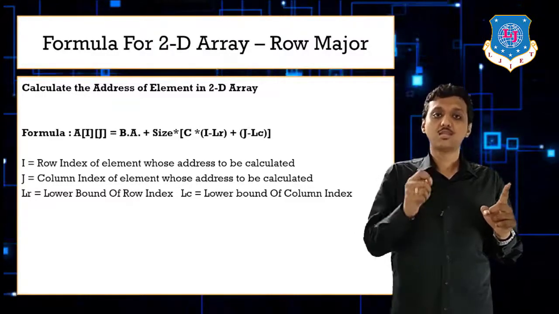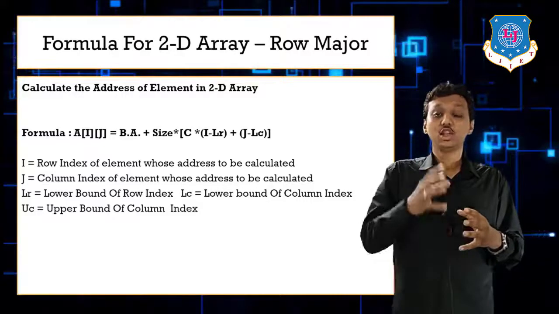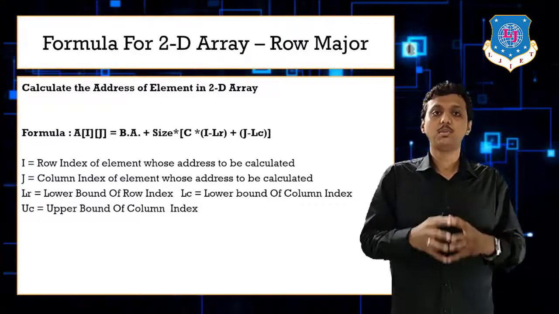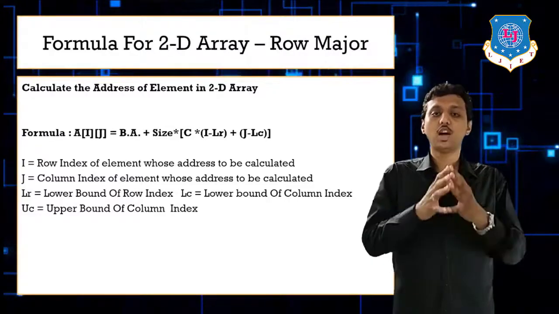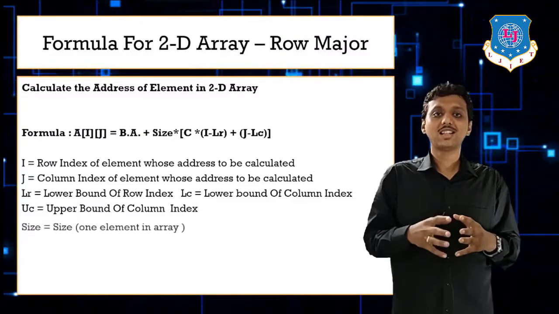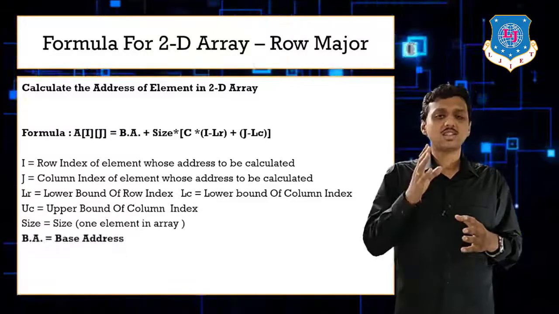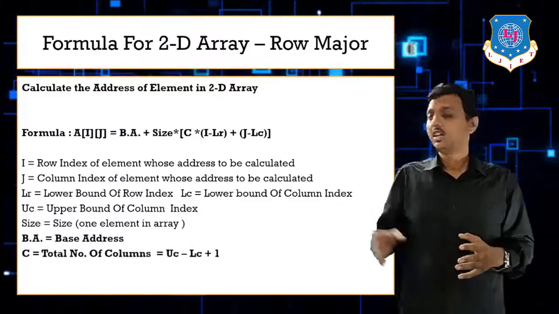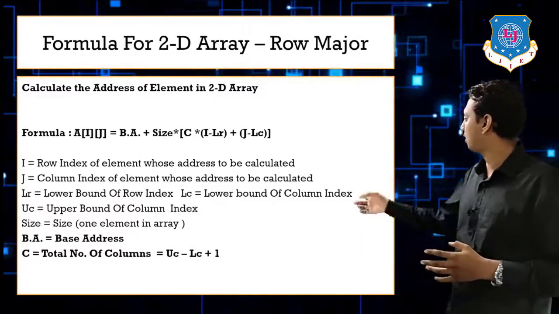Now let's move forward. The next is UC. Students, UC stands for the upper bound of column. And what do you mean by UR? UR stands for the upper bound of row. Now let's see what is next. Next is C. Students, C means the total number of columns.